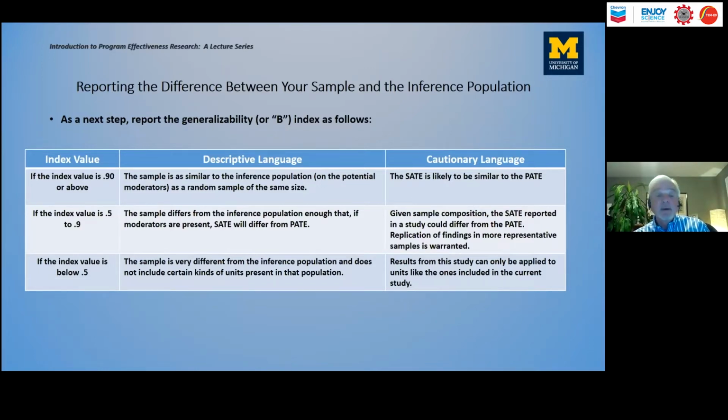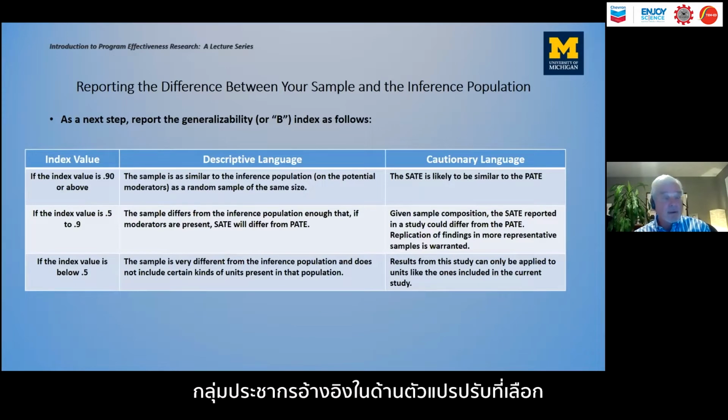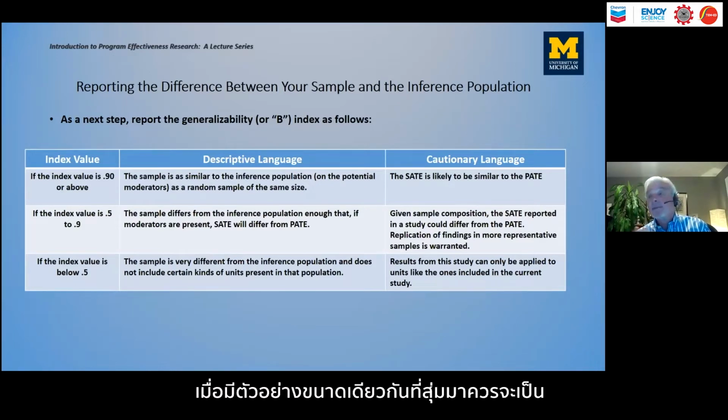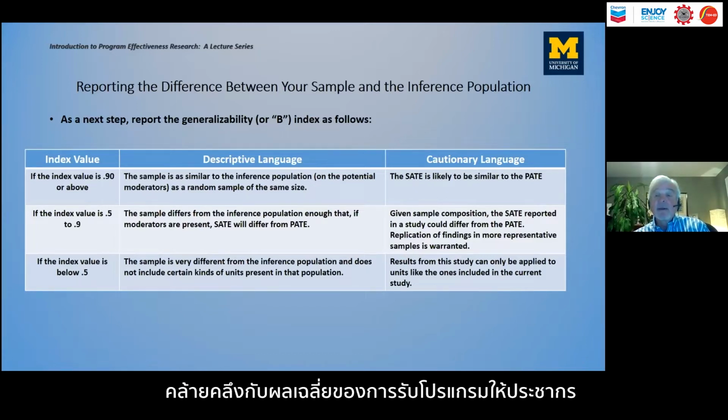So if the index of this generalizability coefficient, or B, is 0.90 or above, you could, for example, say to your reader, the sample I have in my study is as similar to the inference population on potential moderators as a random sample of the same size would be, and therefore the sample average treatment effect is likely to be similar to the population average treatment effect.